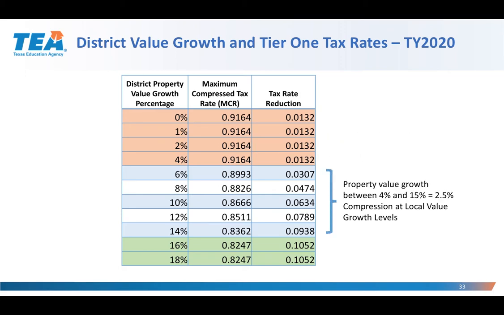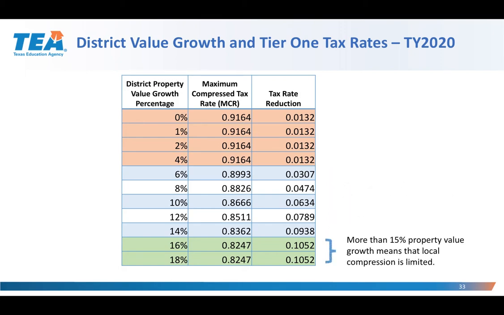Then the group in the middle, you can see they have property value growth which exceeds the statewide average, and they have varying amounts of tax compression. By the time you get to a 14% property value growth, they would be compressed all the way down to 83.6 pennies. And then the districts which have even more value growth get limited. They're more than that 15.6% value growth limit that we identified in the previous slide, and so they have limited compression and a maximum compressed tax rate of 82.47 cents.